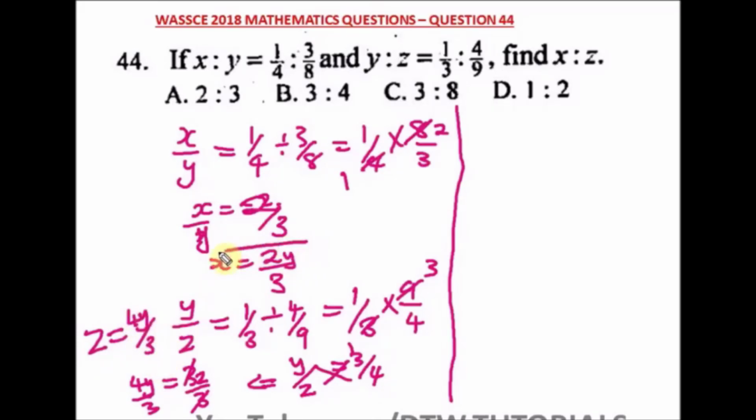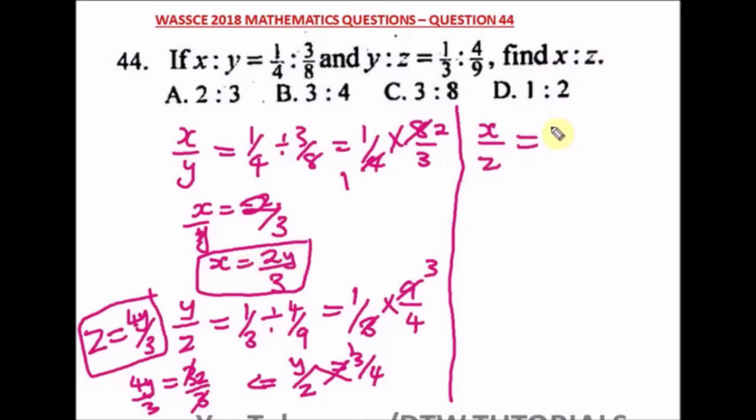Y x is what? 2y over 3. So the question says find x ratio z. So we have x ratio z, which is x divided by z. So this will be equal to, what is x? x is 2y over 3, divided by, what is z? z is 4y over 3.